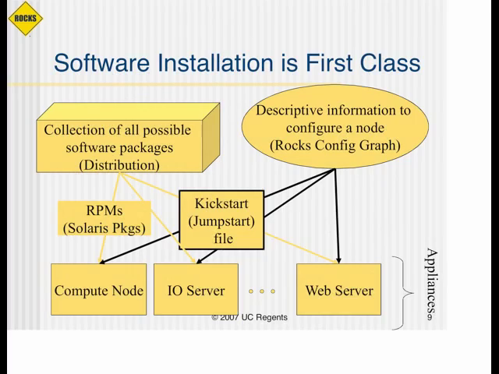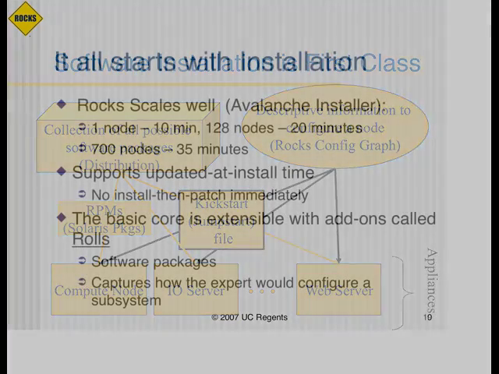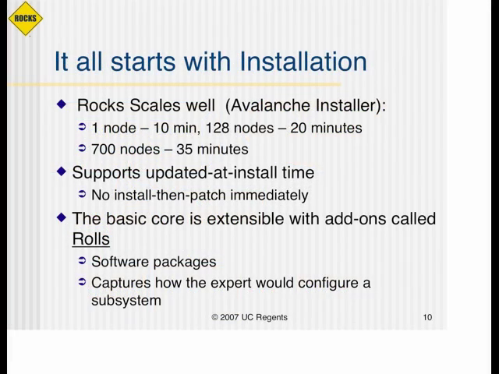And scale doesn't really matter all that much in terms of Rocks. 128 nodes is as easy as one. So it scales well. What do we mean by well? One node about 10 minutes, 128 nodes about 20 minutes. 700 nodes, this was not done by us, this was done by folks at Fermilab. They did 35 minutes for 700 nodes of a wildly heterogeneous collection of nodes.